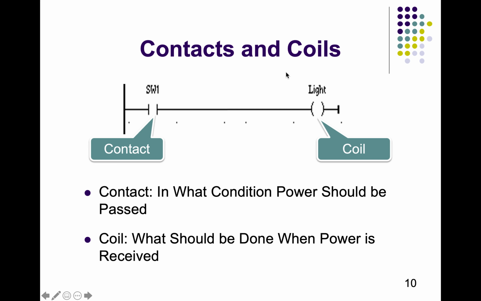And this can be some kind of output device like a light, motor, or some pneumatic actuators, or it can be some type of internal relays.